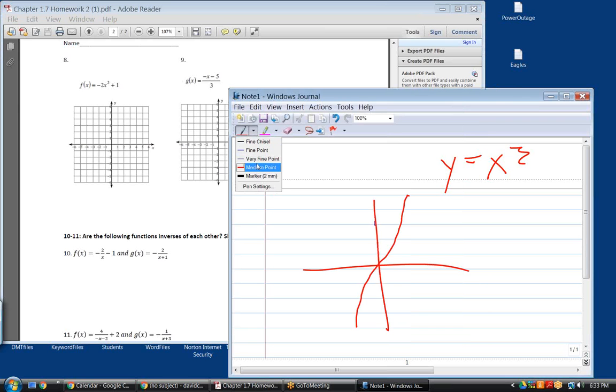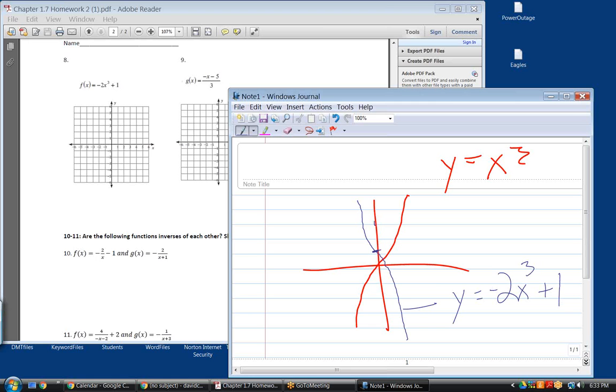So it would take that, move everything up. Always do your reflections first. So let's see. I would draw it like that. And I then move it up 1 and stretch it by a factor of 2. So it looks like this. And that's going to be y equal minus 2x cubed plus 1.